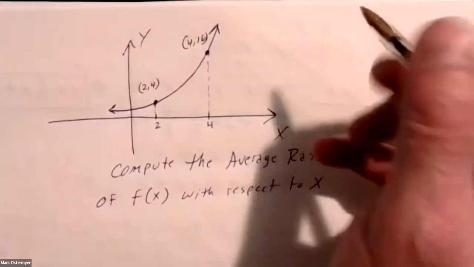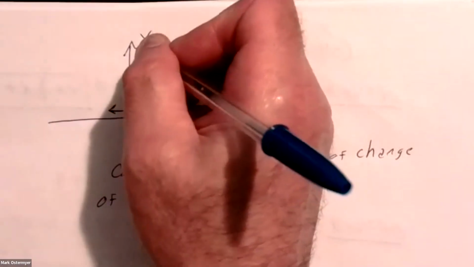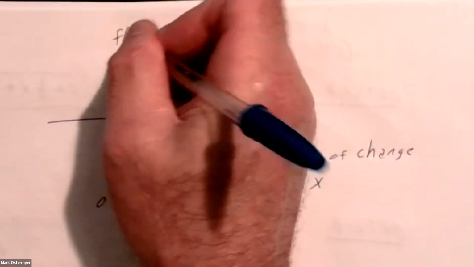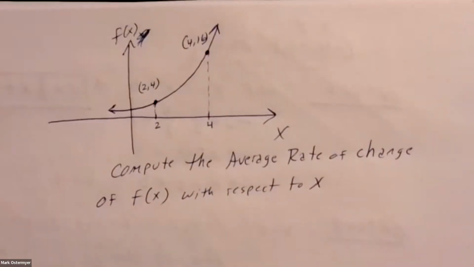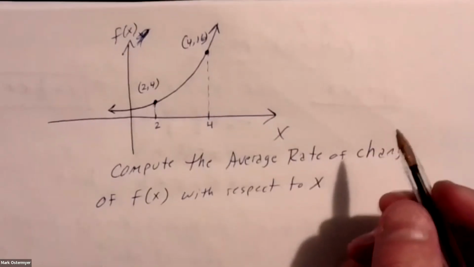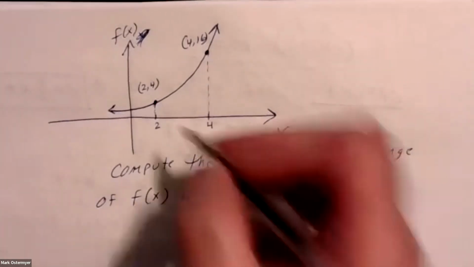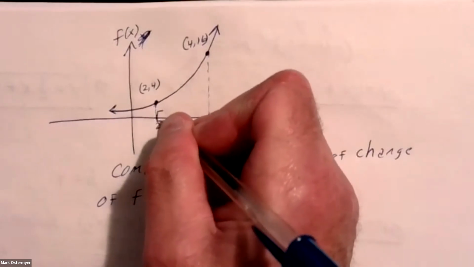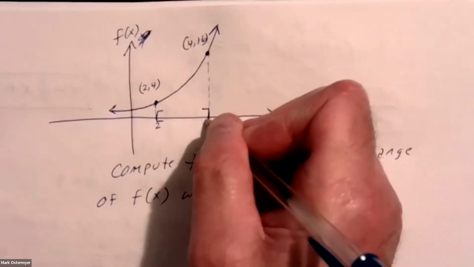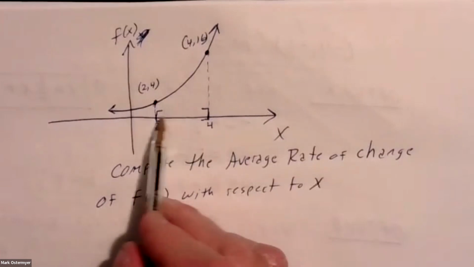So I'm not calling this function y. I'm going to call the y variable f of x instead. It doesn't matter what you call the input and output variables, by the way. We looked at that last week. So I'm going to try to compute the average rate of change of this function f of x with respect to x on this interval from 2 to 4. So the interval of interest is 2 to 4 here. That's the interval that we're interested in right here.